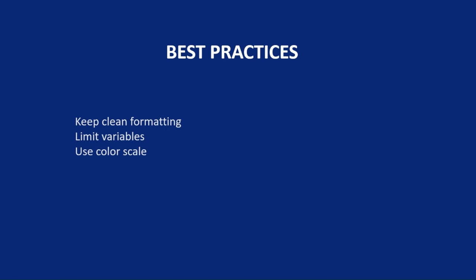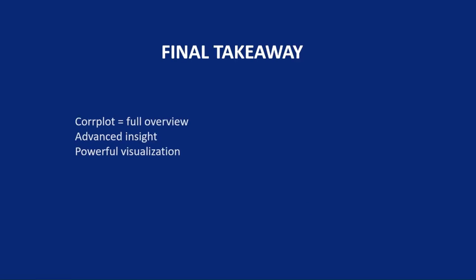Best practice is to make it effective. Keep formatting clean, limit the number of variables, and use a color scale to highlight the strengths. So here's the key takeaway. Corr plot gives you a full relationship overview and is advanced but extremely powerful and perfect for deep data analysis.